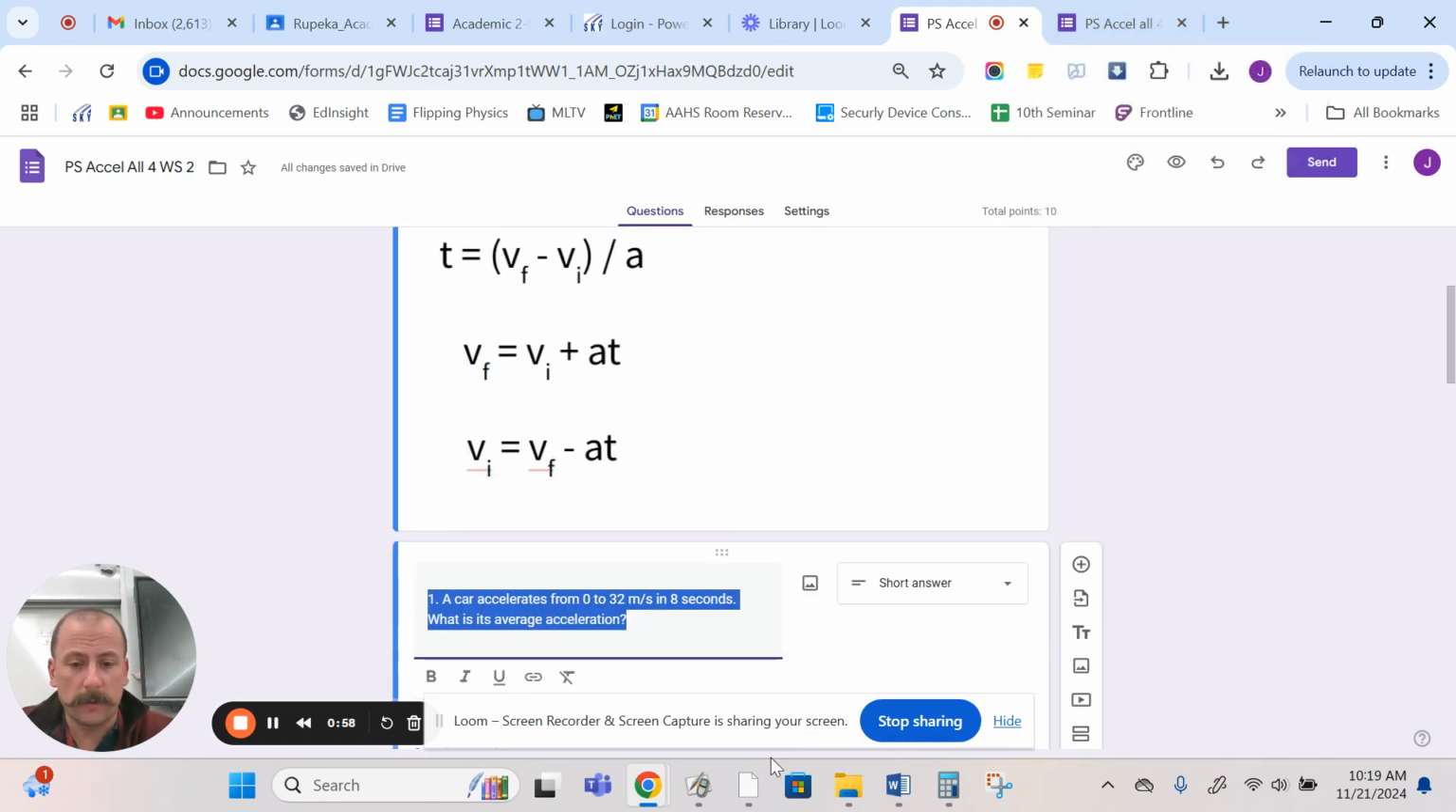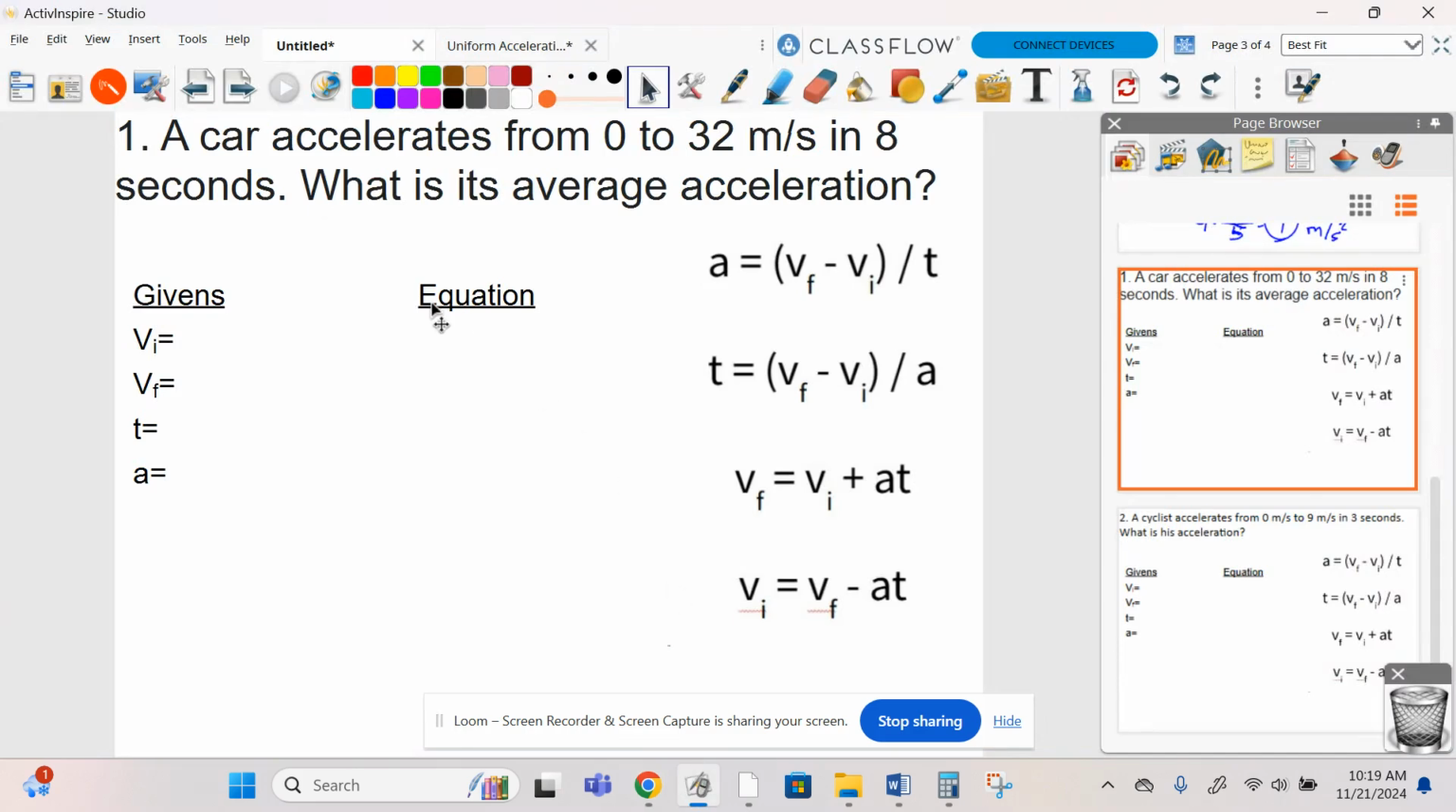So let's go ahead and take a look here at question number 1. A car is going to accelerate from 0 to 32 meters per second in 8 seconds. What is its average acceleration? A good way to remember the difference between the initial and the final, because we have right here, this is going to give us our two velocities. Now, always remember the terms from and to. In the mornings, you might go, say, from home to school. You start at home, you go to school. From is a good way to know that that is your initial, whereas to is a good way to know that this is your final.